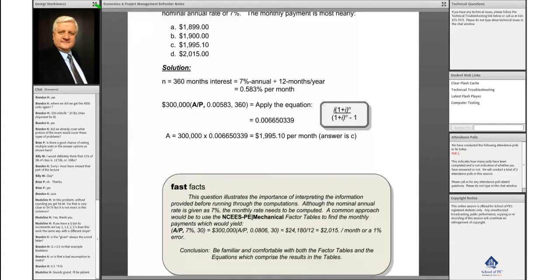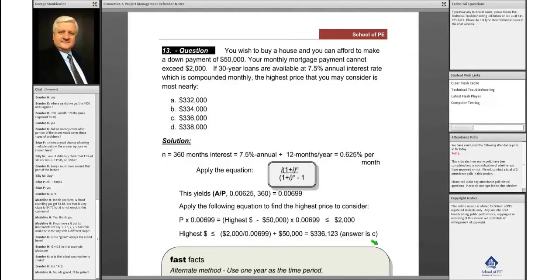So we've finished that, and now here's another one. Every word in these problem statements does change your approach to these. If you wish to buy a house and you can afford to make a down payment of $50,000, your monthly mortgage payment cannot exceed $2,000.